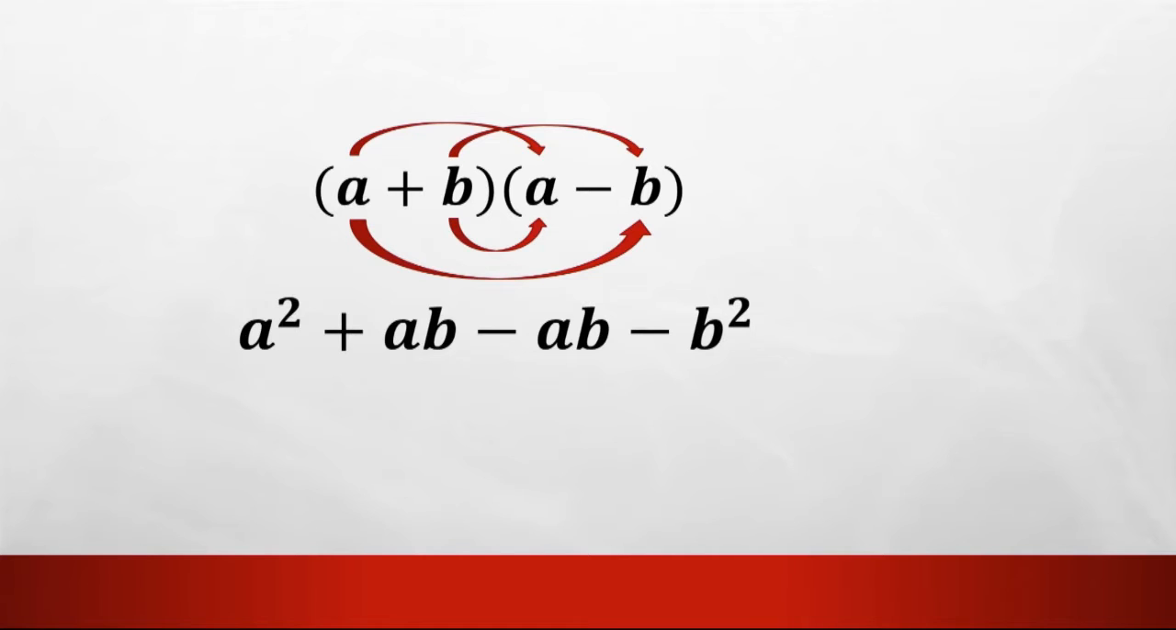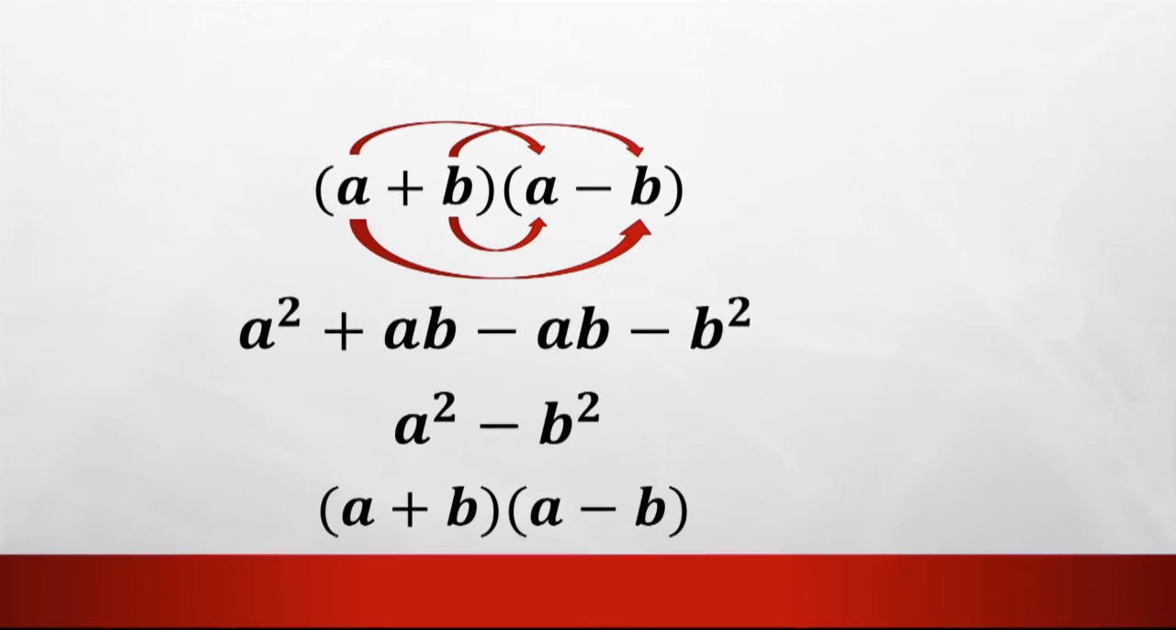So when you collect like terms, you'll notice that the plus ab and the minus ab will cancel each other out, and you're just left with a squared minus b squared. And this we call the difference between two squares. A squared is a square. It's the area of a square with sides of length a. And b squared is also a square number. And the minus sign designates difference. So we call this the difference between two squares.